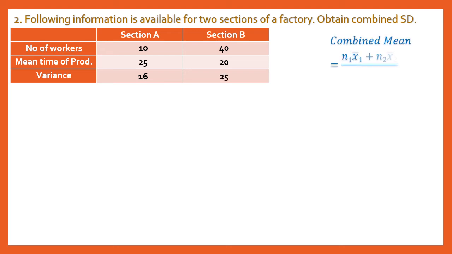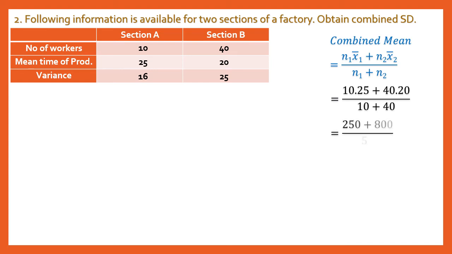Starting with combined mean, that is N1 x bar 1 plus N2 x bar 2 upon N1 plus N2. So number of workers of section A multiplied by mean time of production of section A, 10 into 25 plus 40 into 20, divided by number of workers of both the sections, 10 plus 40. 10 into 25 is 250, 40 into 20 is 800, upon 10 plus 40, 50. Total of 800 and 250 is 1050 divided by 50, which is 21 minutes. So the combined mean is 21 minutes.